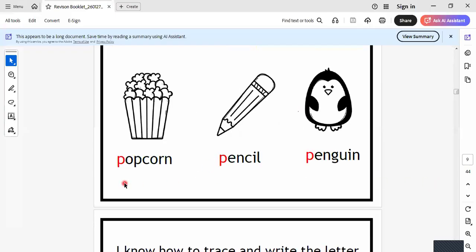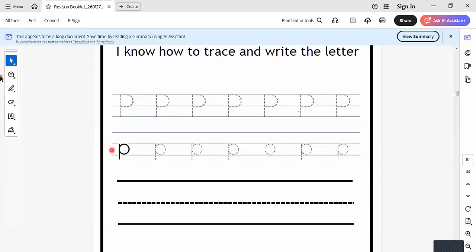Here let's read the words started by letter B. Here is called popcorn. I would like you to say with me: popcorn, pencil, penguin. I will repeat and you repeat after me. Popcorn, pencil, and penguin. Okay. How can I write letter B? I write letter B like this one. Here is capital B and here is small b. Okay.